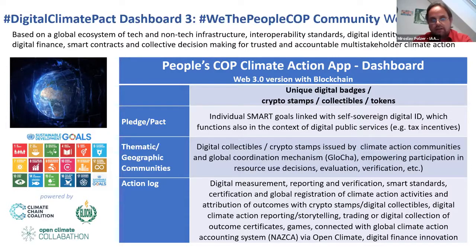And the actions that the individual can then take and get registered and certified can use digital measurement, reporting and verification, smart standards, certification and global registration of climate action activities, and attribution of outcomes with crypto stamps, digital collectibles, digital climate action reporting and storytelling, and trading or digital collection of outcome certificates. It enables games, because if the climate action outcomes are really well documented and trustworthy, then also gamification like the City Climate Cup, something that ETH Zurich and ICLEI are working with us on as well, can really function, and there can be a lot of incentivization and also connection with digital finance, which Anita will also talk about later.